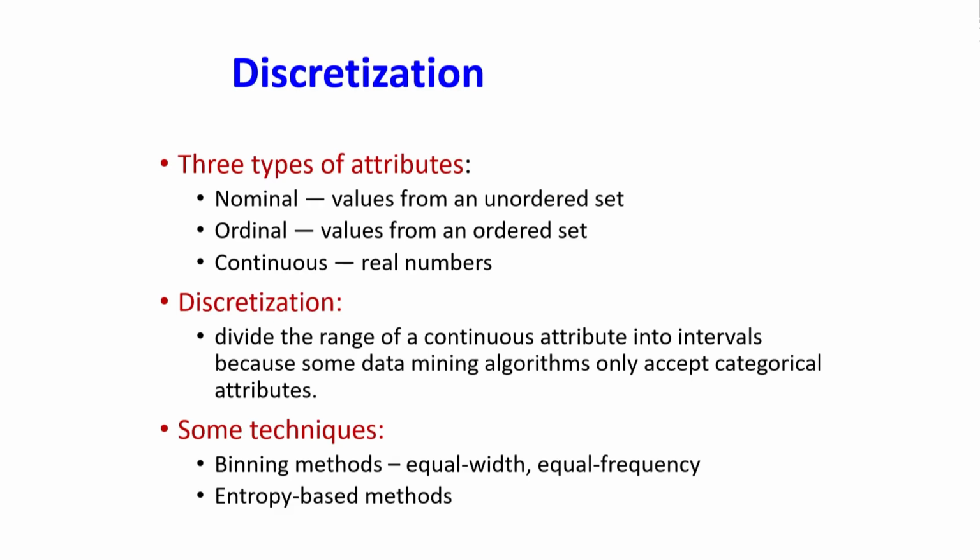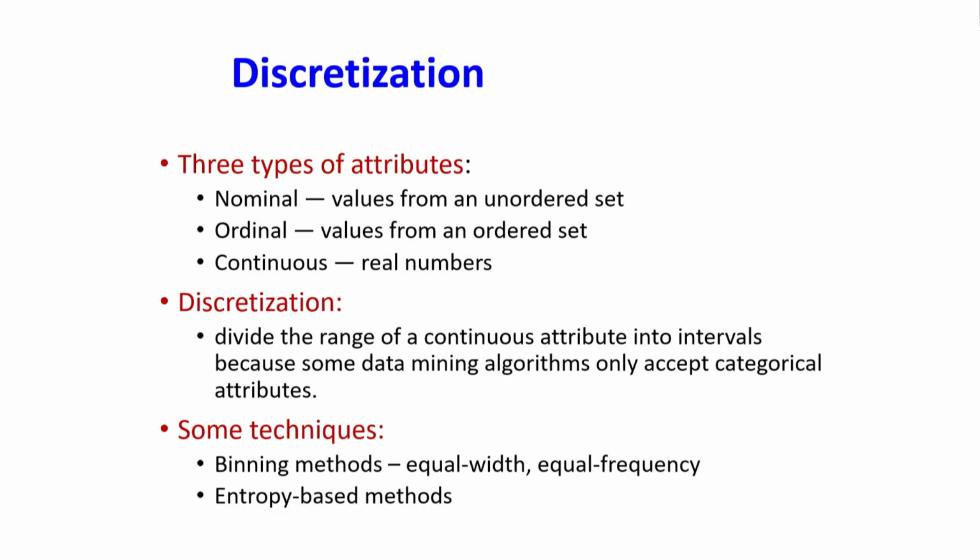The last thing is discretization, and there are different types of data: nominal values from unordered sets, ordinal values from ordered sets, and continuous values, which are real numbers. What does discretization do? It divides the range of a continuous attribute into intervals, because some data mining algorithms only accept categorical data like yes or no, so you have to convert the continuous values into that. That is called discretization. Binning is the best method, and you can also use entropy-based methods. I do not want to get into the details of binning and entropy-based methods, because we have not taught them yet. When we teach these methods, we will come back and discuss them.